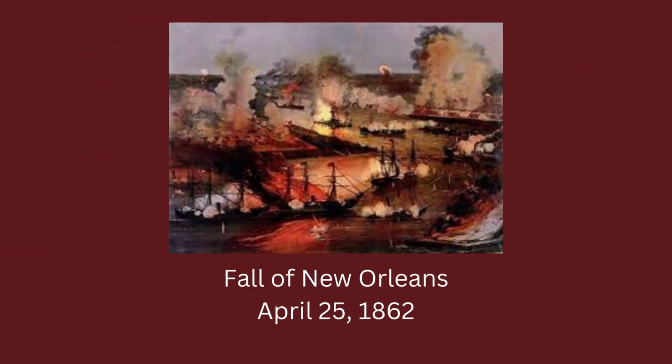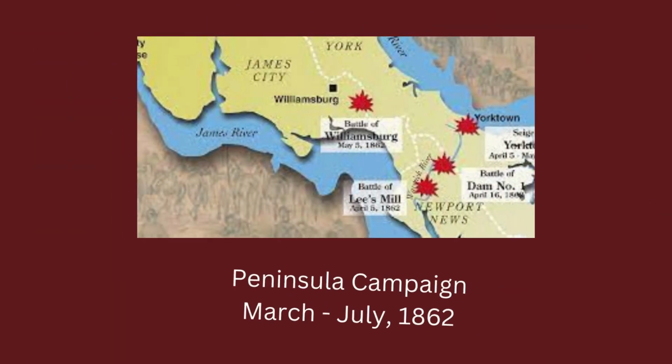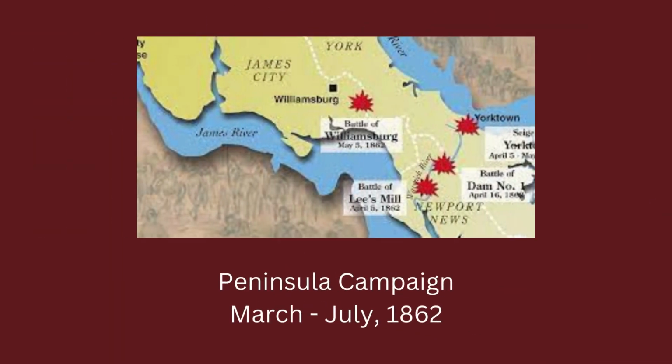Now, speaking of that Anaconda Plan, New Orleans falls to the United States government on April the 25th, 1862, effectively taking away the most important southern port and the most profitable port by far. From there, the American forces were able to slowly work their way up the Mississippi, severing the western states from the eastern ones. After this, we have what's called the Peninsula Campaign.